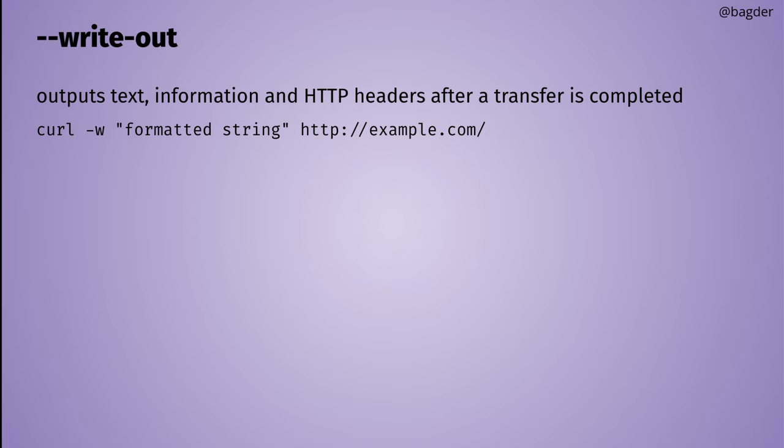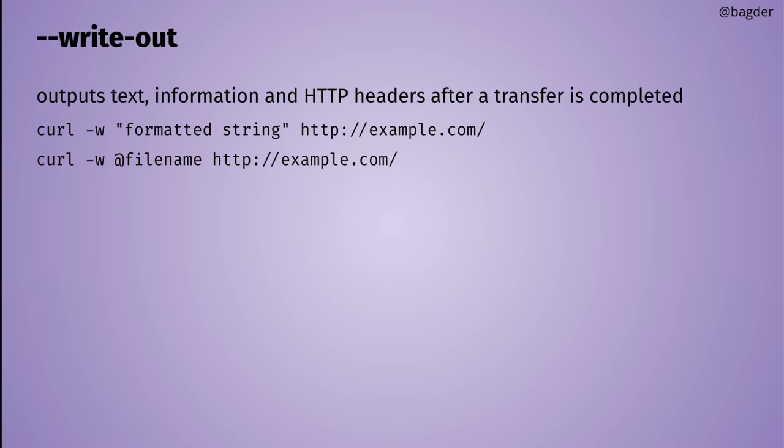Maybe I wasn't quite clear on that. Anyway, if you want to have information from a transfer after the transfer is done, you use -w or --write-out. In this case, it's a formatted string. This particular string is not really interesting, but it has variables in it that you can use to output. There are a lot of variables.